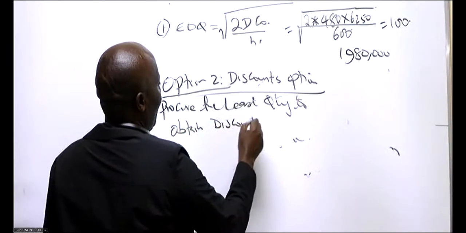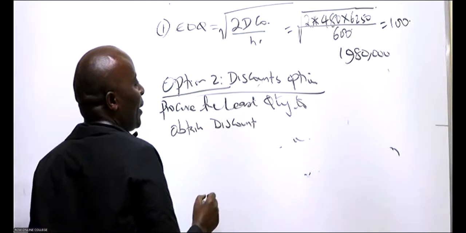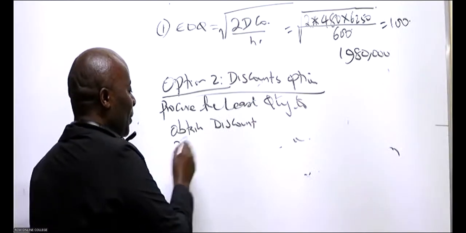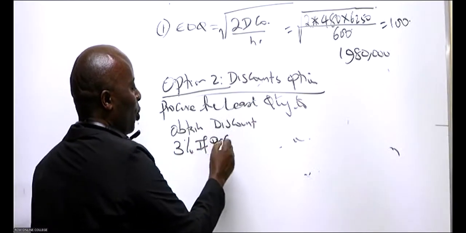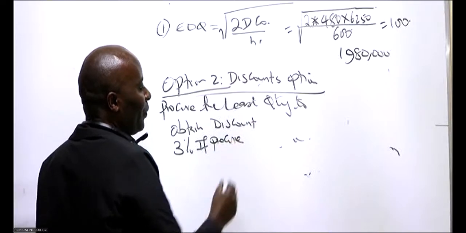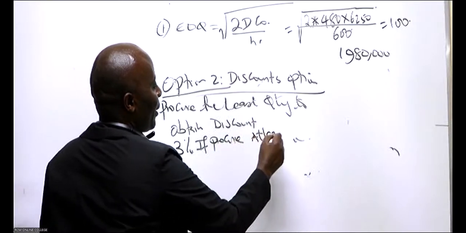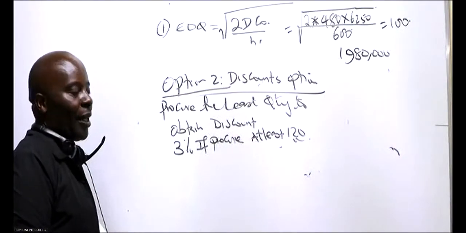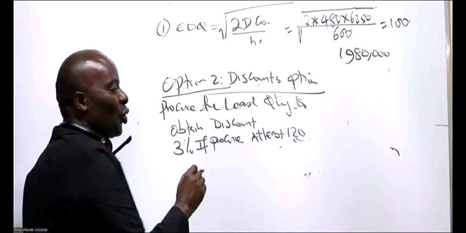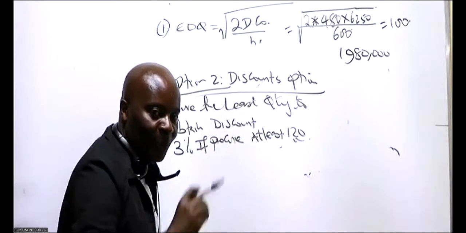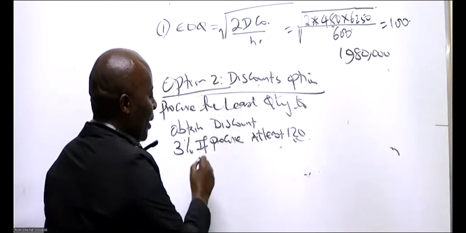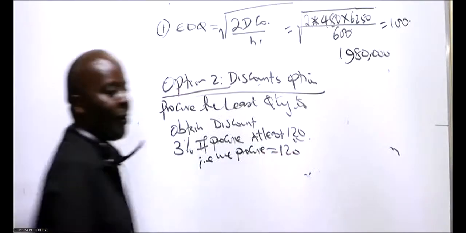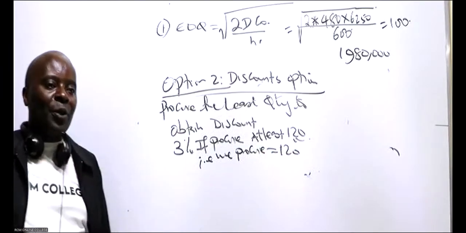discount. So like in this case here, they have told you that you will get a discount of what percentage? A discount of 3% if you procure how many units? At least 120. So 120 or more. So in that case here, then we make a decision to buy the very lowest to just get that 3% discount. So we procure how many now? We procure 120 to qualify for that 3%.